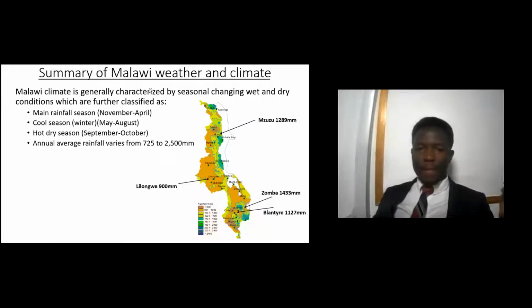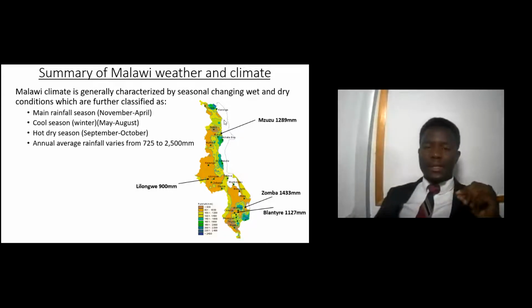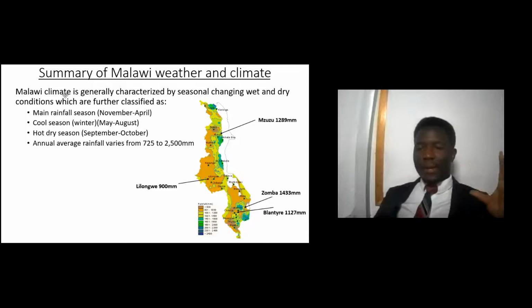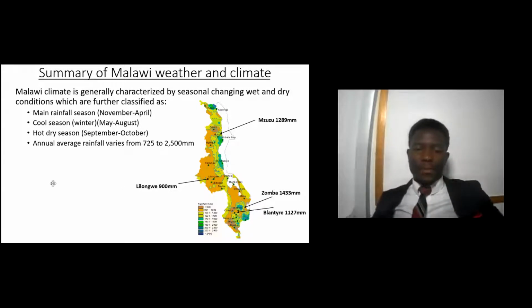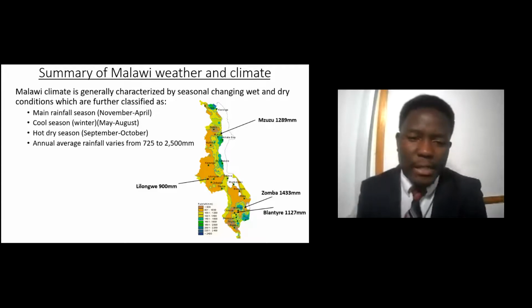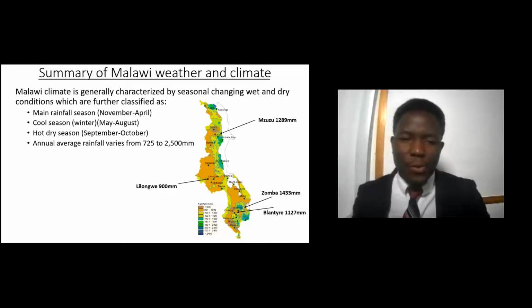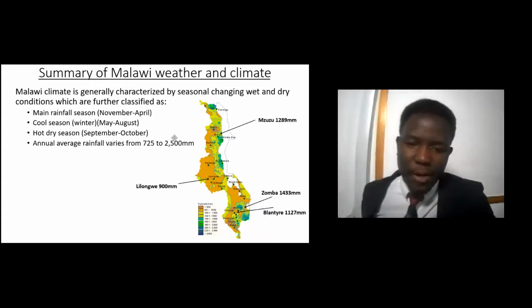So in summary, this is what Malawi weather is like. Generally, Malawi is characterized by changing wet and dry conditions, which are often classified as the main rainfall season from November to April. Then we have our winter, which is from May to August. Then we have the dry season, which is also the hot season, from September to October.